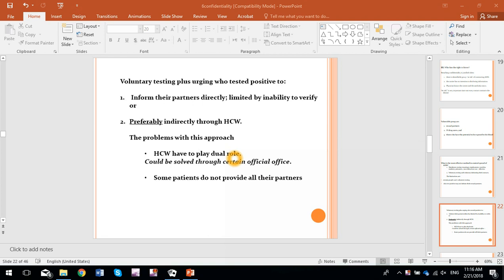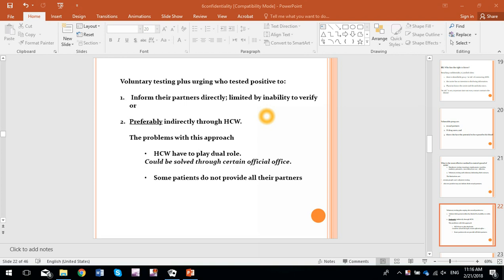Now, we keep testing voluntary, plus we urge those who tested positive to inform their partners directly. But again, this is limited by the inability to verify whether he or she told their partners about his or her HIV status. There is no way to verify this. Or preferably indirectly. Indirectly means through the healthcare worker, and in this case, the physician.